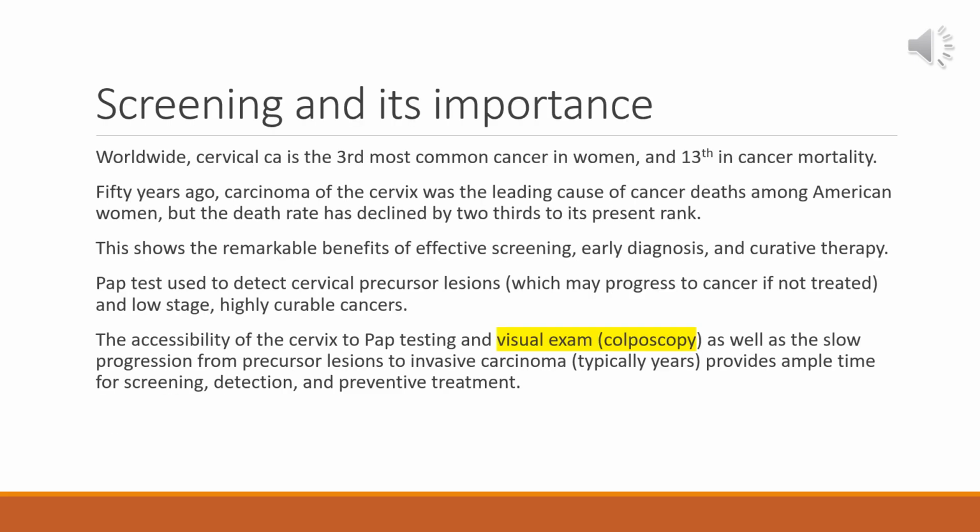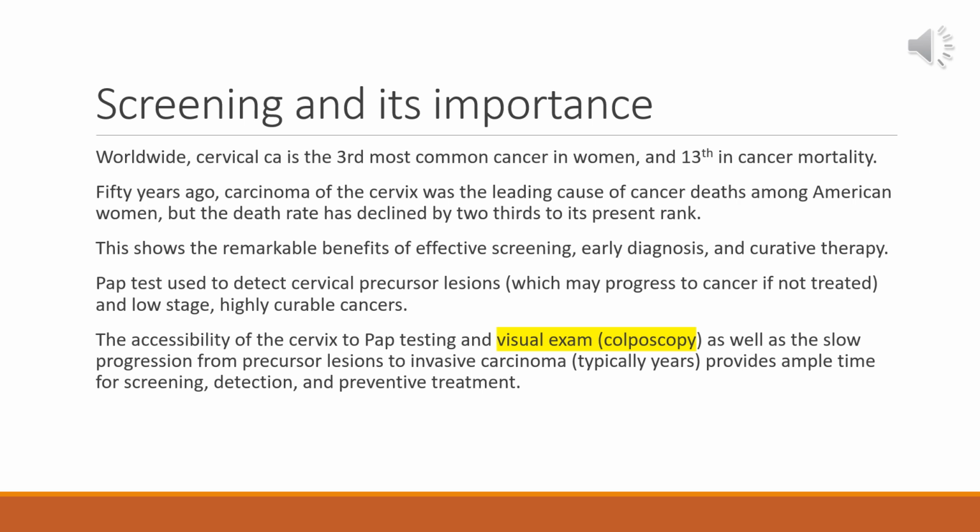Screening and its importance. Cervical carcinoma worldwide is the third most common cancer in women and the 13th in cancer mortality, but only 50 years ago it was number 1. Why has that changed? Not just screening, but screening played a big part of it. So, we do a pap smear, pap test, to detect the precursor lesions to cervical carcinoma. When we find them early enough, we can get rid of them and prevent it.